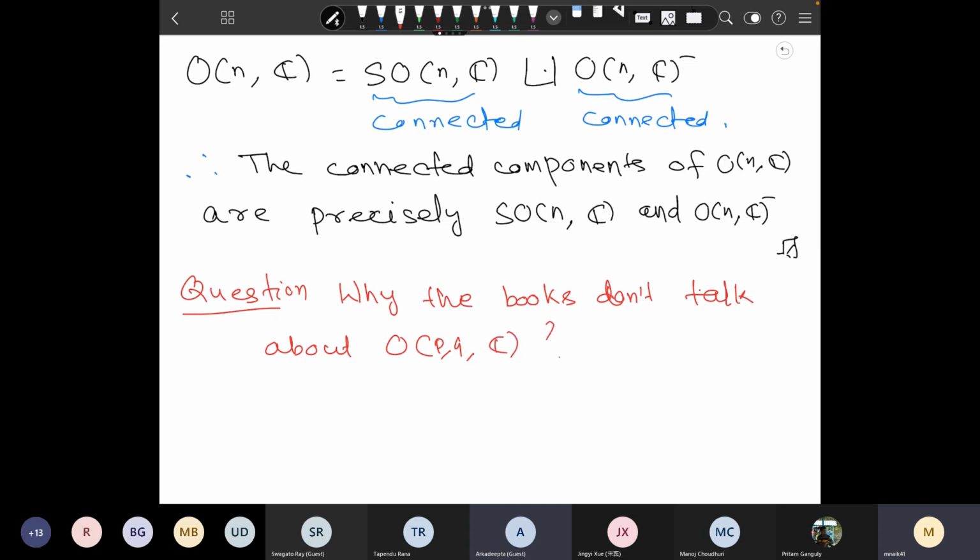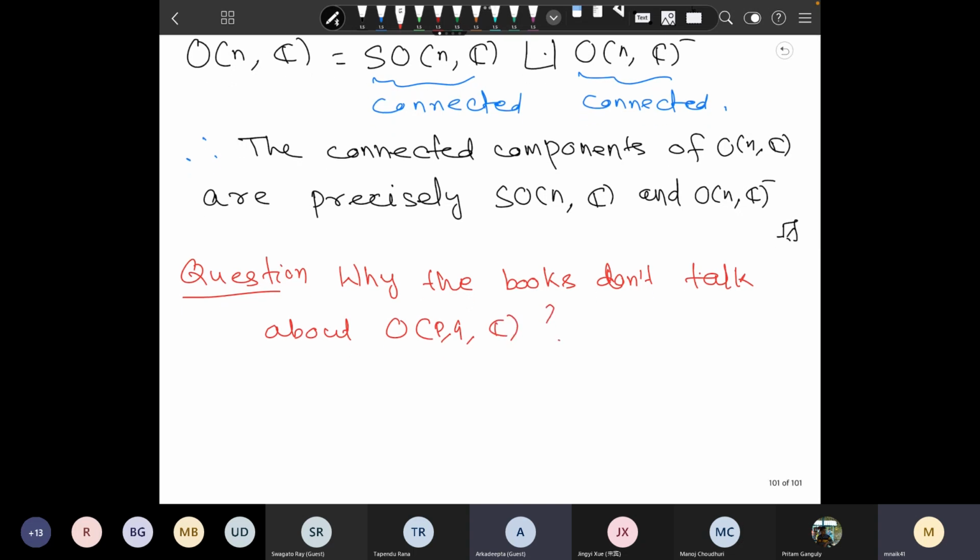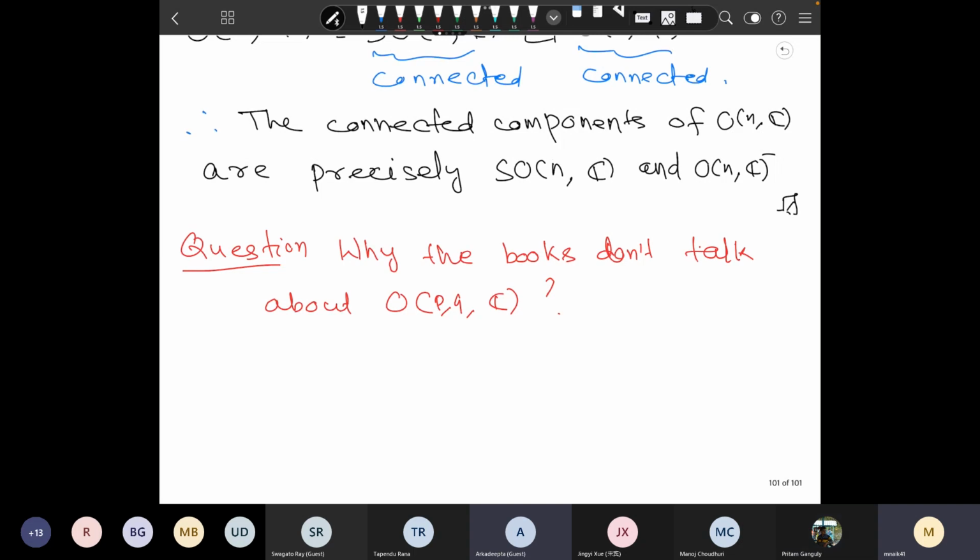Okay. So Pritam, did you give any thought to it? This question? No, I have not. Okay, so this is actually this really requires a little bit understanding of bilinear form.